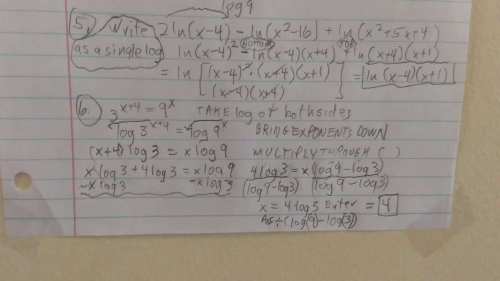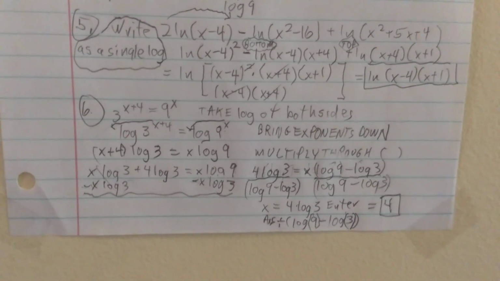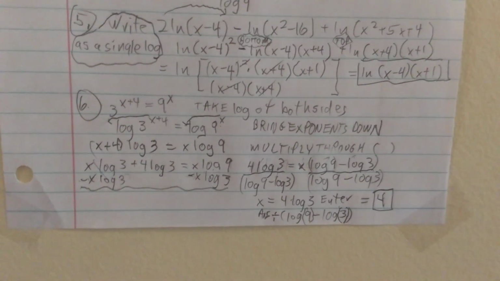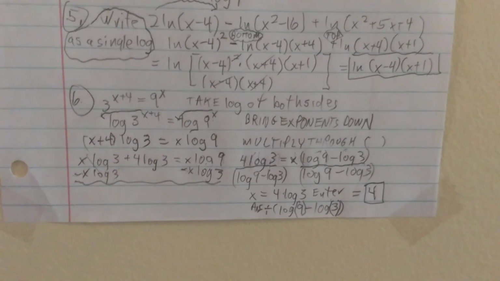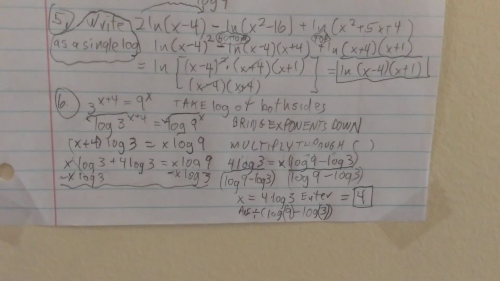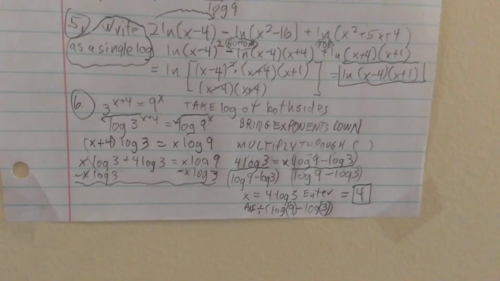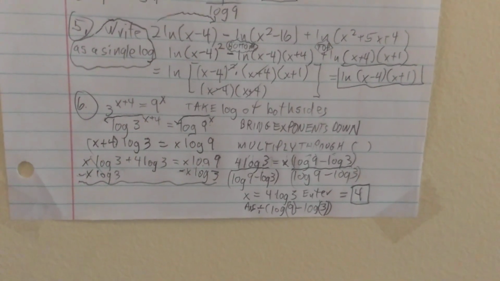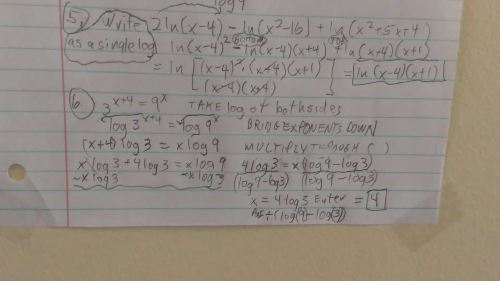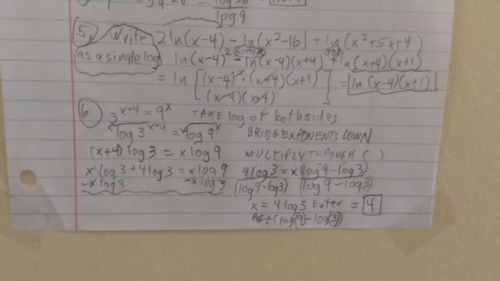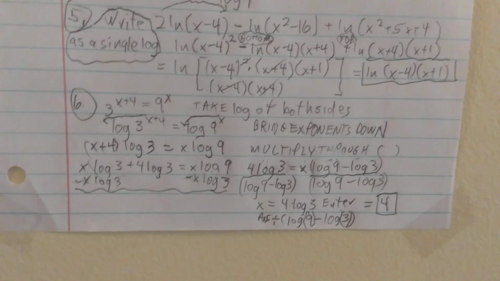First what we're dealing with is 2 ln of x minus 4, minus ln of x squared minus 16, plus ln of x squared plus 5x plus 4. So one of the first things we'll do is bring the 2 in front of ln of x minus 4 up as ln of x minus 4 squared. That's the exponent rule.